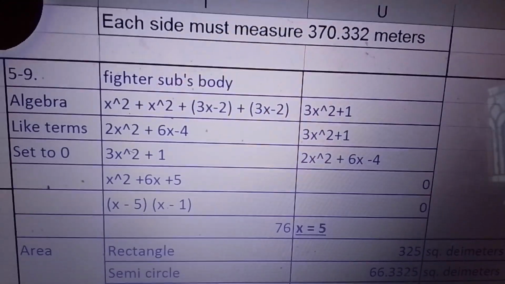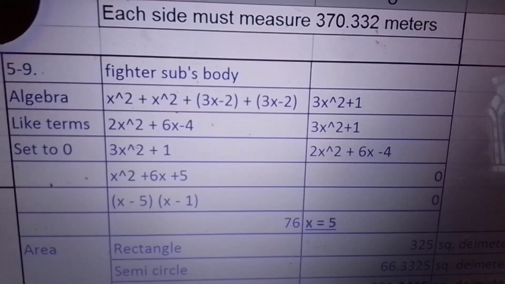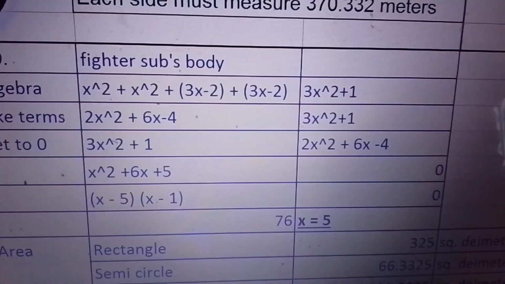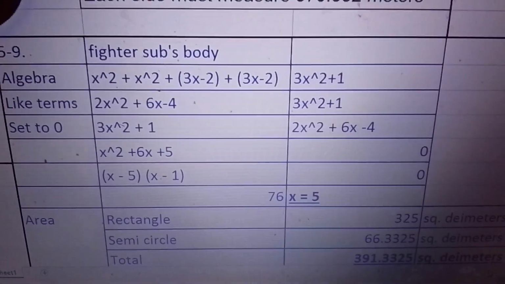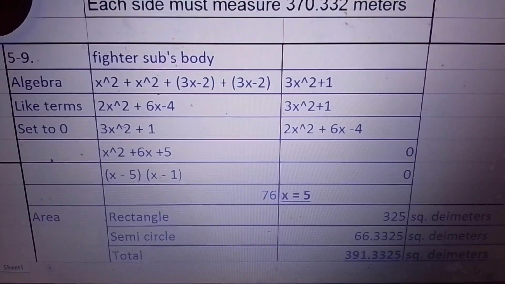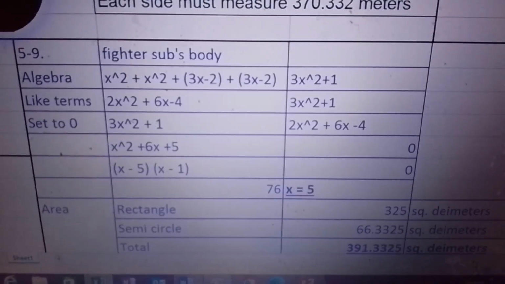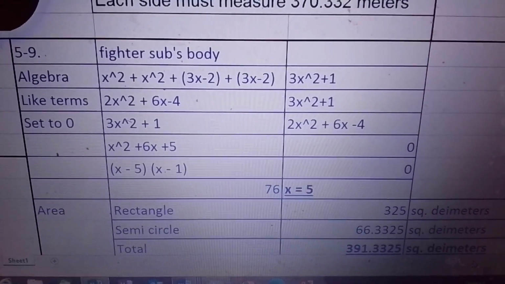This is the algebra for fighter sub's body. X squared plus x squared plus 3x minus 2 plus 3x minus 2 is equivalent to the perimeter. Remember what we did here? We combined like terms, tama? And it should look like this. And then set equal to 0, tama? Then 3x squared minus 2x squared is x squared.